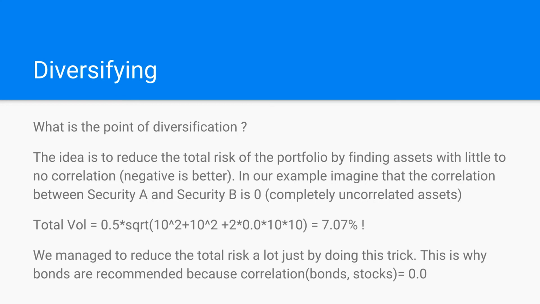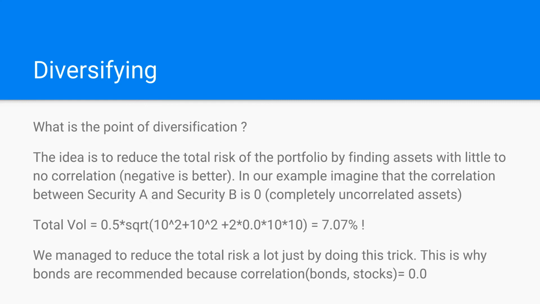And just to illustrate the point, look at the same example portfolio that is made of two securities. If I pick two shares, security A and security B, and the correlation between the two of them is 0, so they are completely uncorrelated, look at the total volatility of the portfolio. It becomes 7%, 7.1 rounded. So it came down from 10% to 7%. That is a fantastic way of reducing volatility.